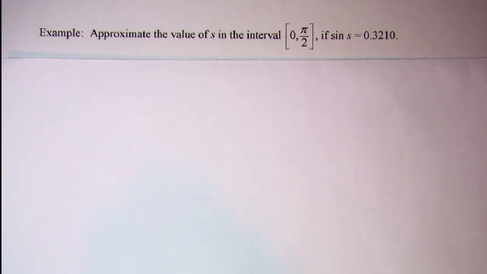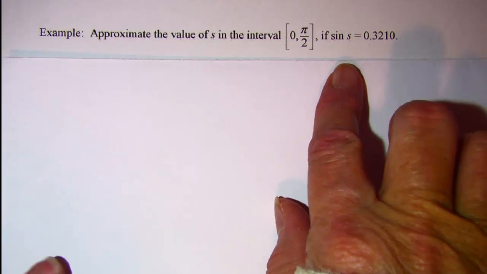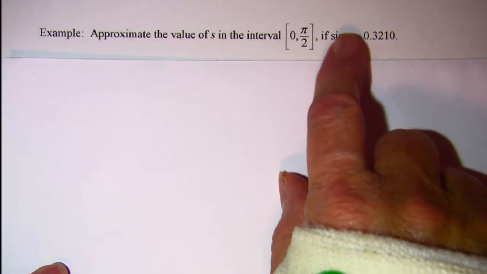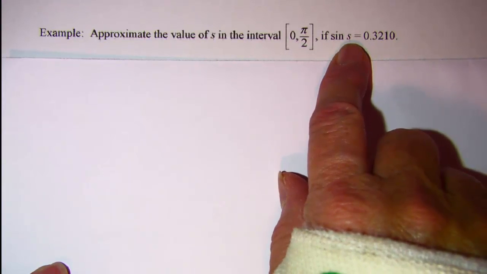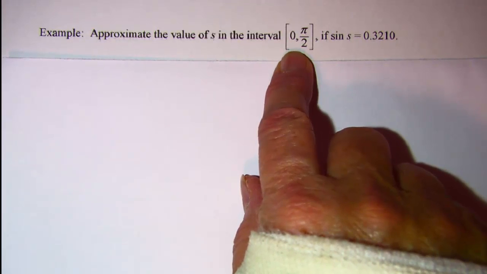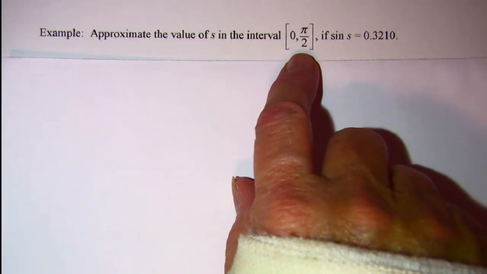Now in this example, we're asked to approximate the value of s in the closed interval from 0 to pi over 2 if the sine of s is 0.3210. Now, by looking at the problem, we can see that since I have the sine of s, that means s is going to be an angle. Since my interval is from 0 to pi over 2, my angle needs to be in radians. Okay, this is my domain.